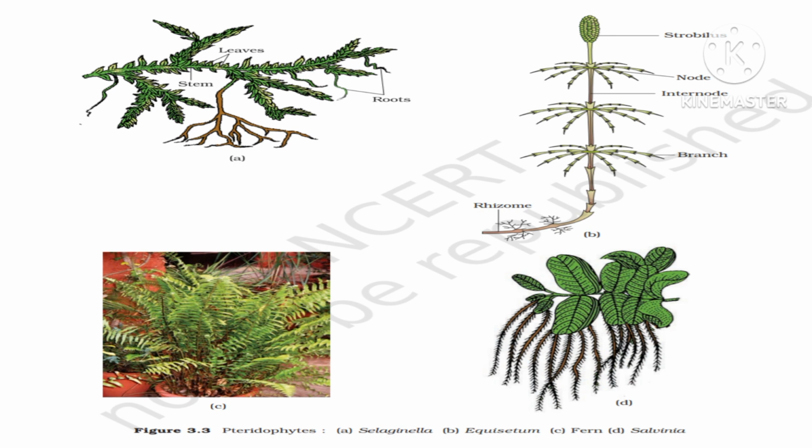Here the diagram of Selaginella and Equisetum plants is given. These are mainly herbs and shrub types of plants. Leaves, roots and nodes or internodes are present. The leaves are microphyllous or macrophyllous. Microphyllous leaves are present in Selaginella, and in ferns the macrophyllous leaves are present. These are the general characteristics of pteridophytes. Now let's move on to their life cycle.